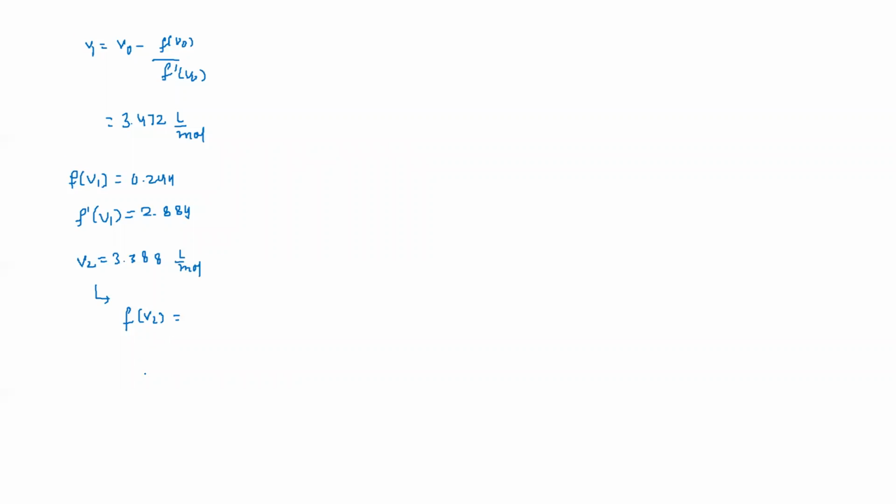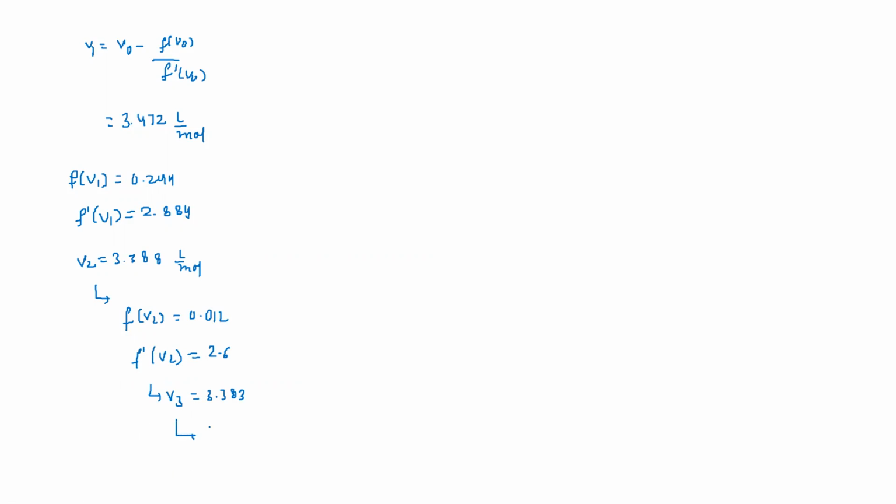So F of V2 is 0.012 and F dash of V2 is 2.6. All right. So from here we get V3 equals to 3.383. So now there is less difference, but let's go ahead and calculate one more iteration.